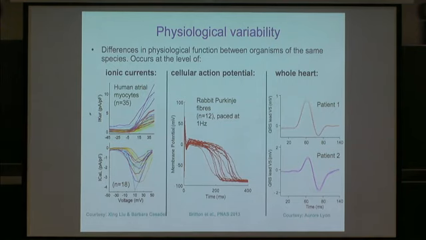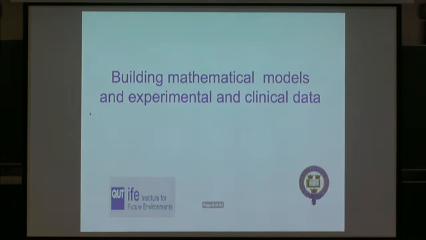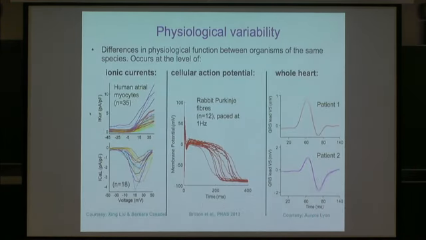And the same subject, how much variability is there? There's less, but there's still variability. And here are 2 patients, their ECGs, and again, they were both healthy, and you see they look different.